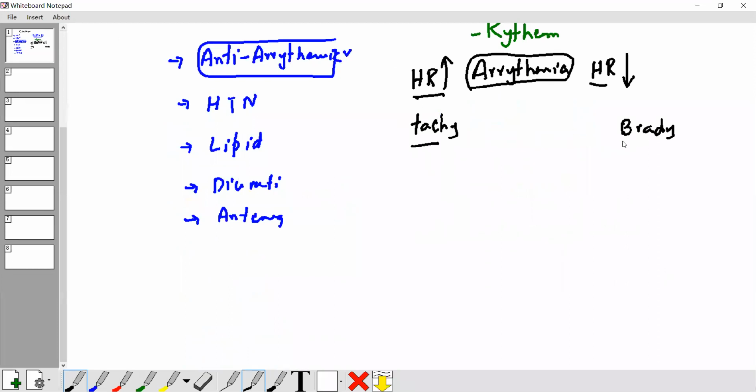In tachyarrhythmia and bradyarrhythmia, what's the important event in bradyarrhythmia? If you remember, bradyarrhythmia is mostly due to blocks. That block may be in the SA node, block in the AV node, block in the bundle branch. So all the blocks cause bradyarrhythmias. For bradyarrhythmias, do you have any medication? No. We have drugs only for tachyarrhythmia.